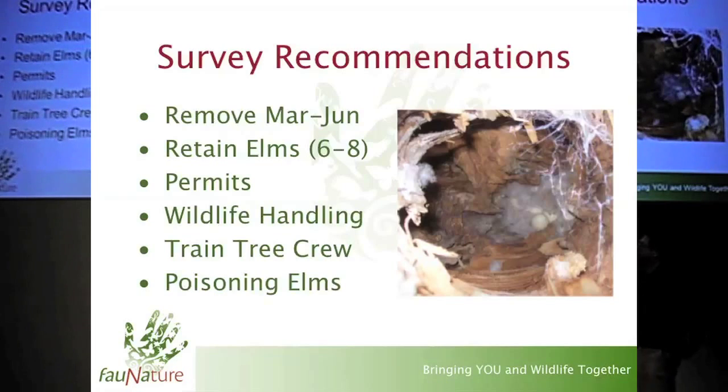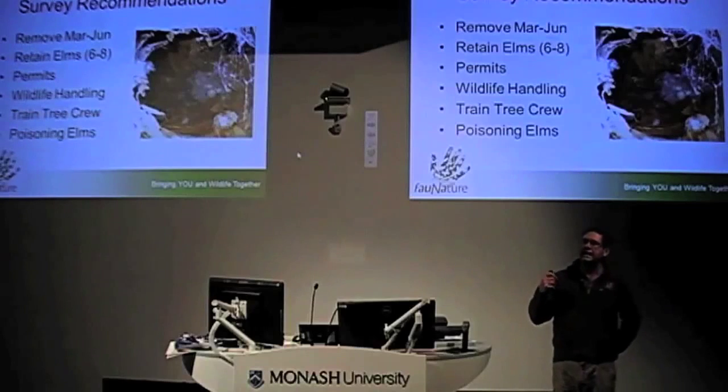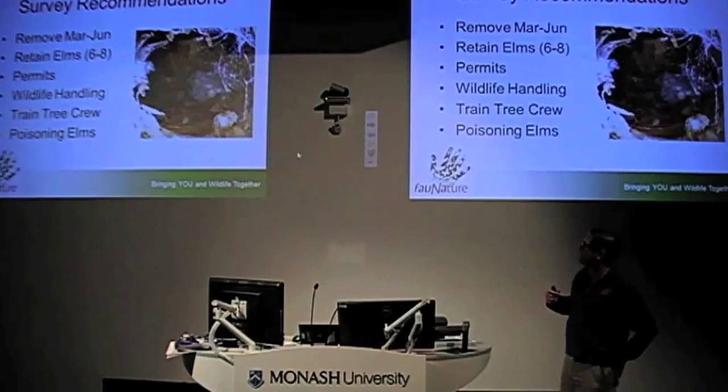The survey recommendations as a consequence were we were going to remove those trees between March and June. The reason we chose between March and June, the likelihood of there being any nesting other than with rainbow lorikeets outside of the breeding season was very slim.